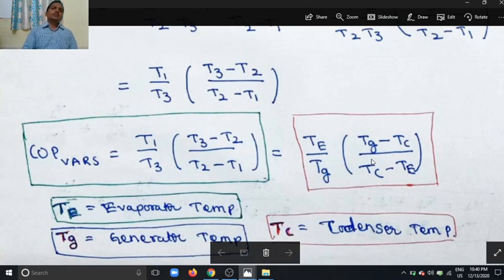So if you substitute the temperature values of the evaporator, generator and condenser, then we will get the COP of the vapor absorption refrigeration system. So thank you.